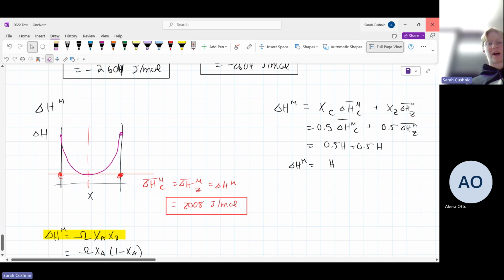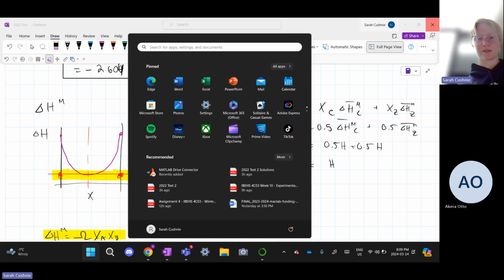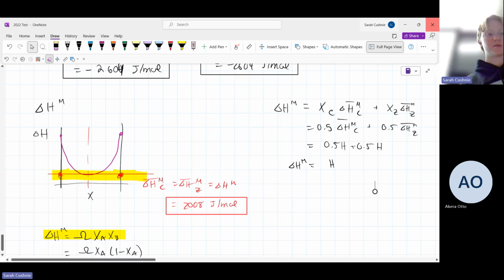The reason I drew the graph was to graphically demonstrate how we're at 0.5, so it's going to be a horizontal tangent, so all these values are going to be the exact same. It's more of a pictorial way of looking at it.